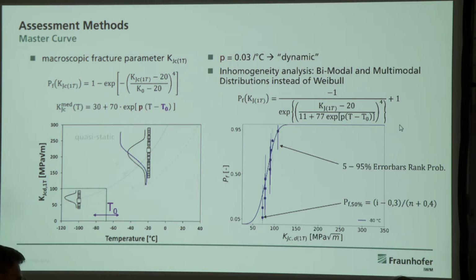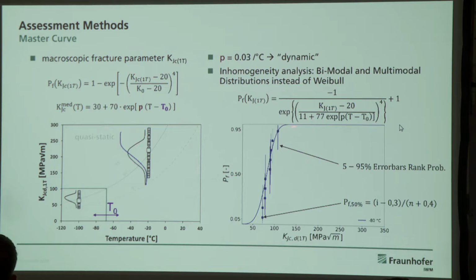Furthermore, the newest version of the standard also includes the inhomogeneity analysis, where basically, because this is a weld, this is important, the analysis can tell you, is my database potentially inhomogeneous, and if yes, you can use alternative distribution functions such as the bimodal or multimodal distribution function instead of the classic Weibull to describe your data. I'm not going to use the classic master curve description, as you can see here, because of the local approach, which I will introduce later.